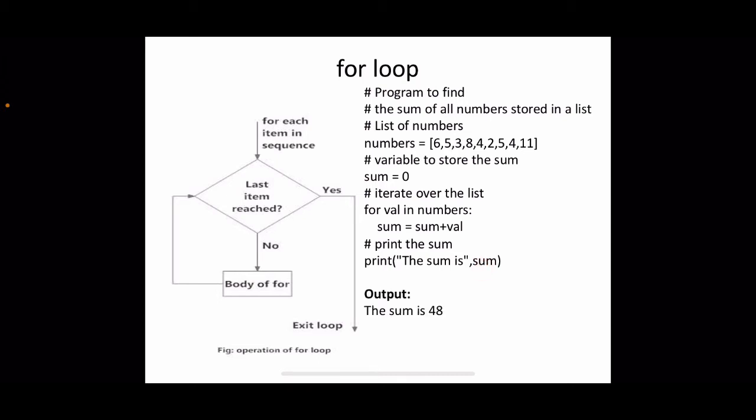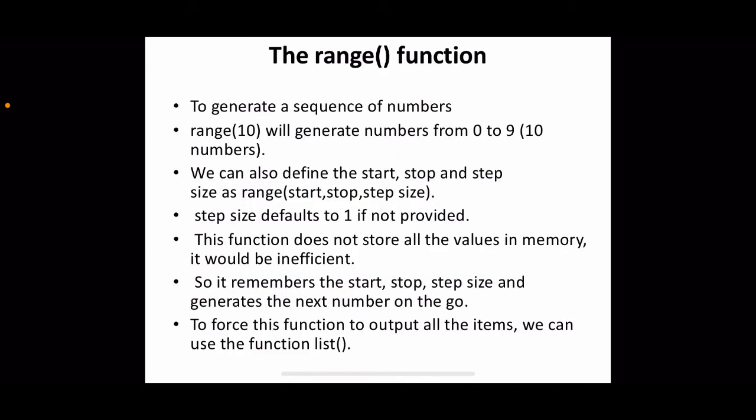So in this case, since the numbers are already given, the output is actually 48, that is the sum of all numbers. So here we can use this for loop to iterate over a sequence of items. Now you may think, for a counter control loop, where the body has to be repeated a number of times, how can we use this for loop, right?